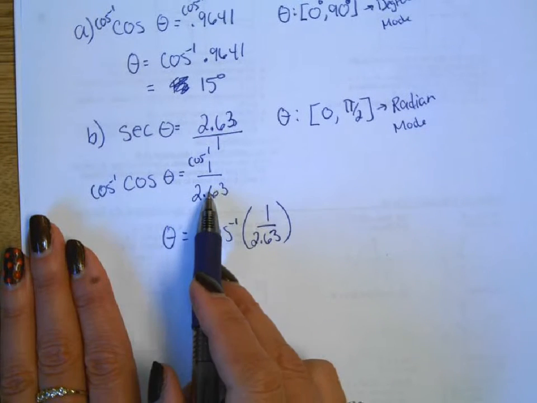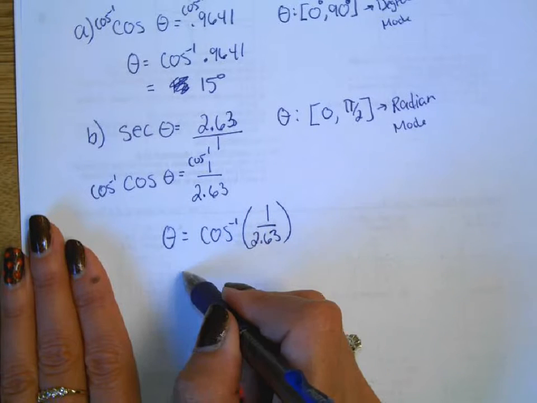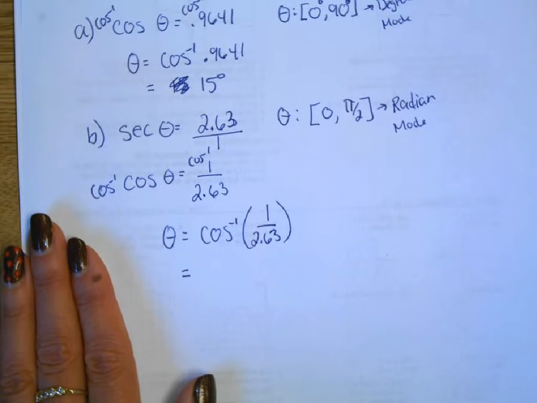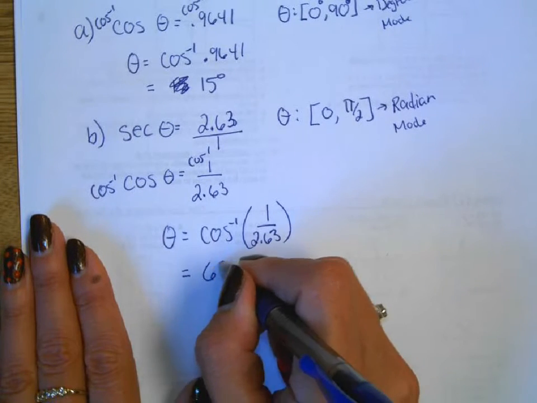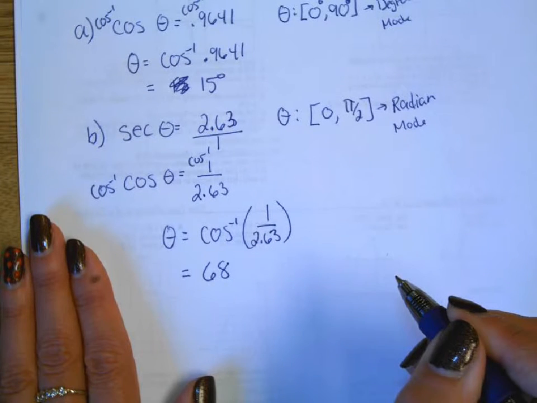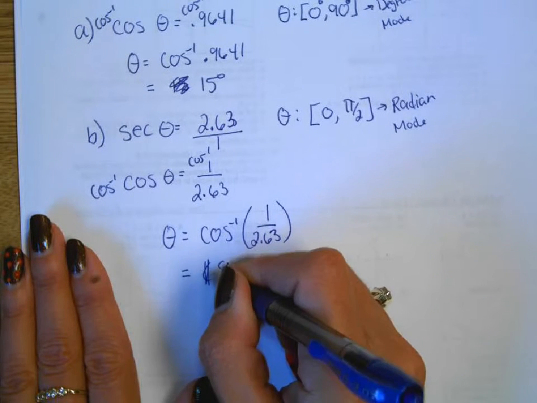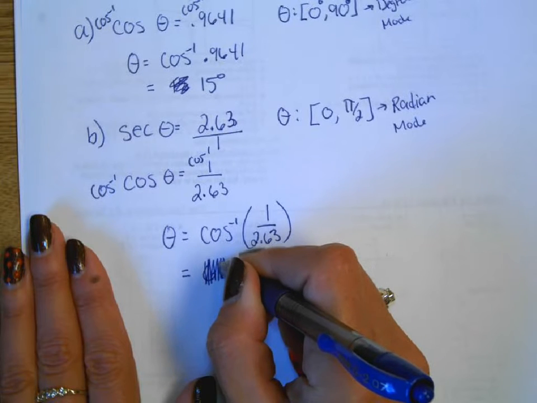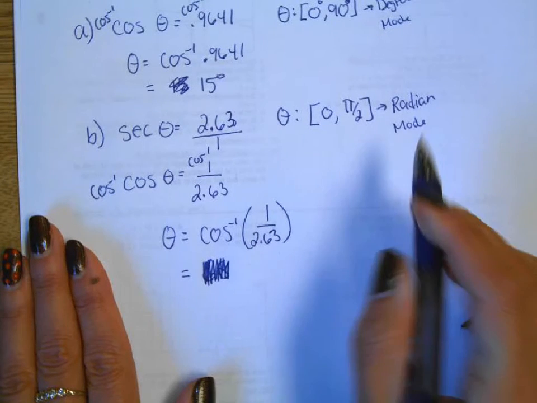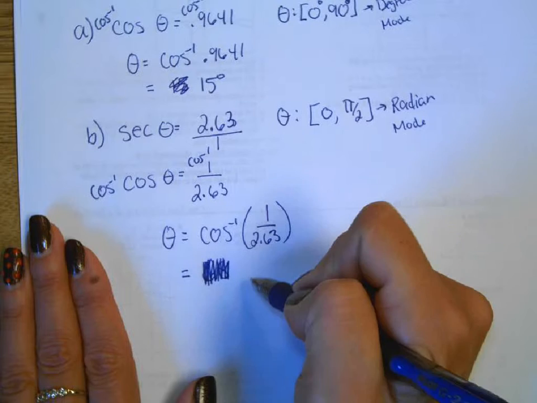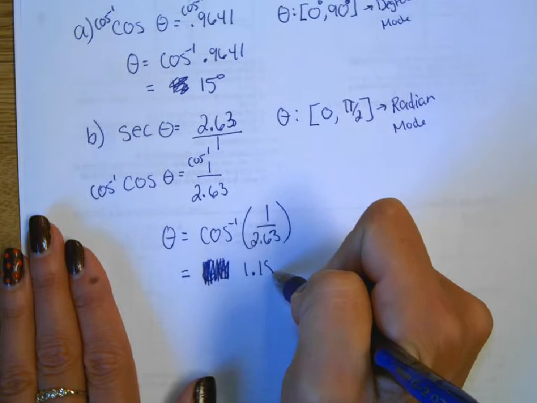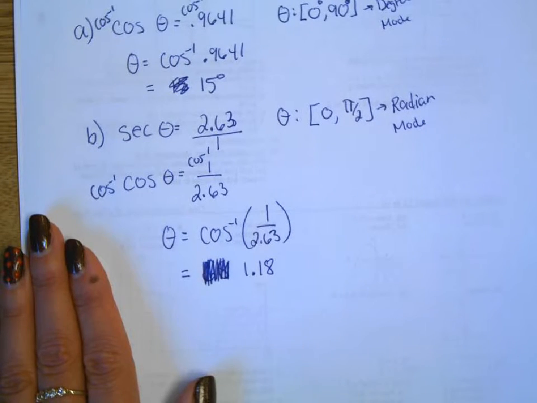So put it into a ratio you know, then do the inverse cosine. What is the inverse cosine of 1 divided by 2.63? 68 degrees. Oh, that's wrong. You're in degree mode. I asked for a radian. So what is it? 1.18 radians. That's the answer.